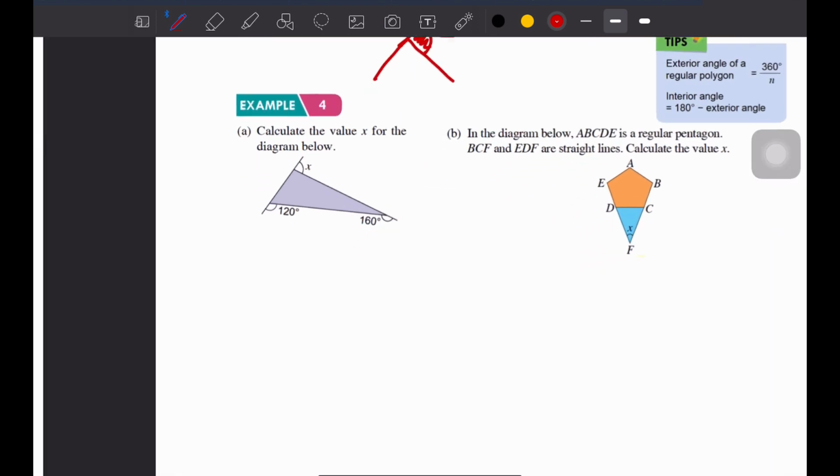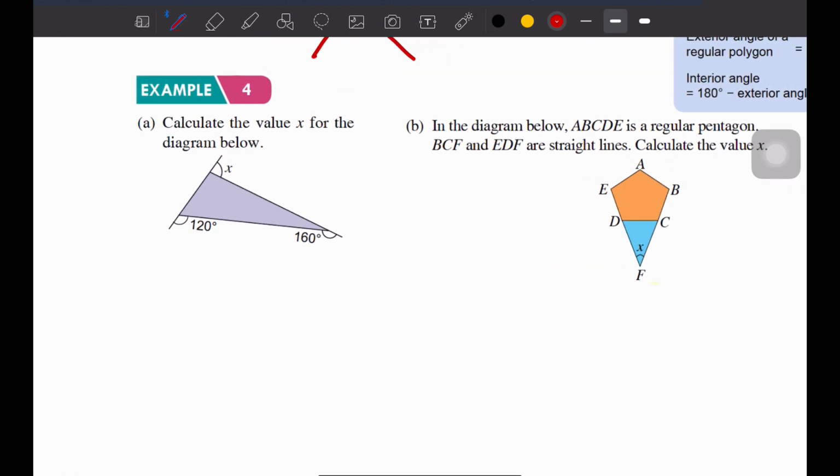Okay. So let's try this first one. Calculate the value of x. Okay. So for this problem, we know we have 3 exterior angles. I know that if I add up these 3 angles, it will be 360.